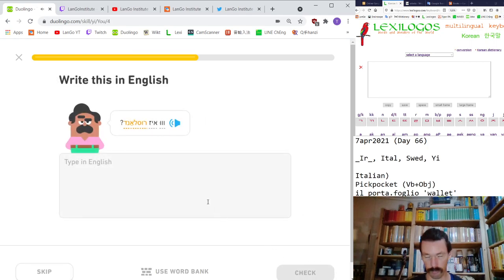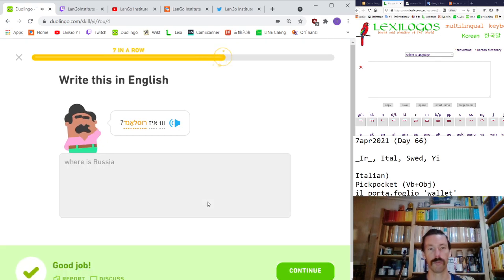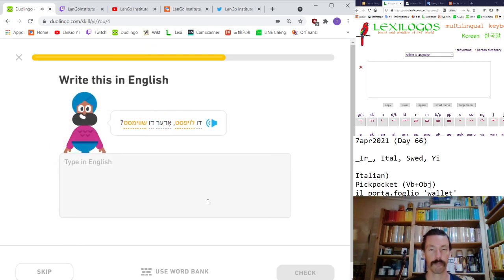It sounds intuitively to me like how is Russia, but it's where is Russia. In standard German, wie and wo, meaning how and where, are still distinct, but in this dialect of Yiddish, they've fallen together.